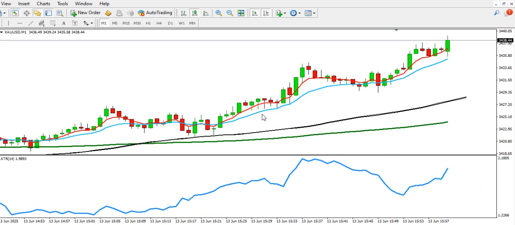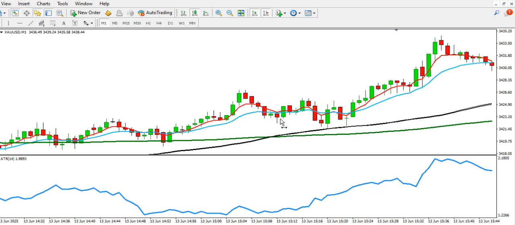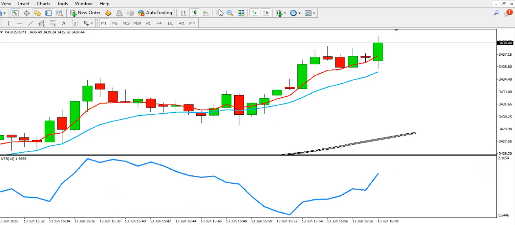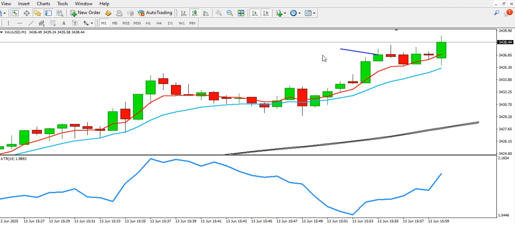Now the first thing is to identify the trend. The second point is to know when to enter your trade. Now this is a 5 minutes time frame. You enter your trade when, in an uptrend, the candlestick is free from all moving averages. You have a free candlestick here.